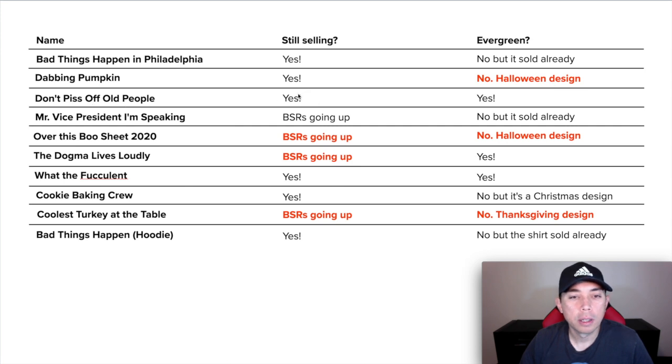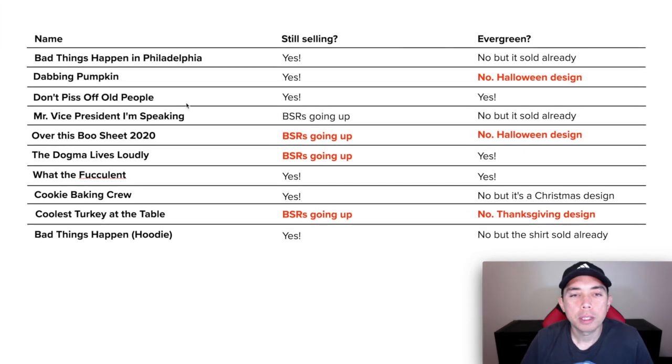This one here, yes, it's still selling. Yes, it's evergreen. This one here, BSRs are going up, but I already sold it, so I'm going to keep it on. So you can see here, I'm doing each one here. Halloween designs, I'm probably going to take off now since Halloween's just next week. This one, if the BSRs are going up and I haven't sold anything already, maybe the trend's dead, and so I could take this one off. So you can see here I'm going through that. Christmas design I might want to leave on. Thanksgiving design, as it gets closer, I might want to take off. So that's pretty much how you do that.